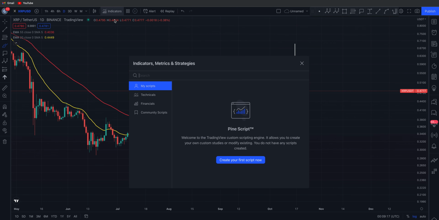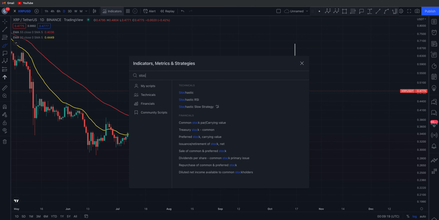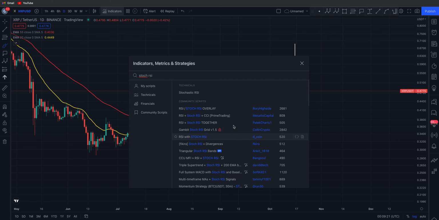Okay, just by going to indicators and literally typing in Stoch RSI, and it will come up onto your charts and you can see it, as simple as that.